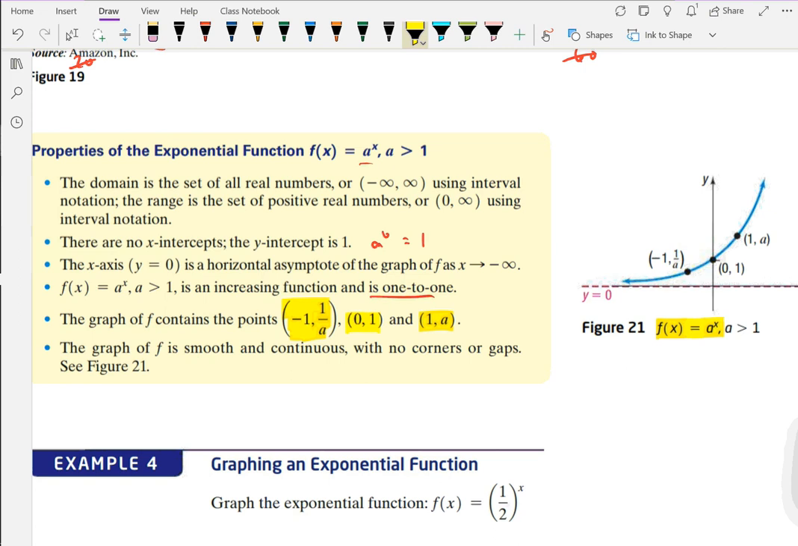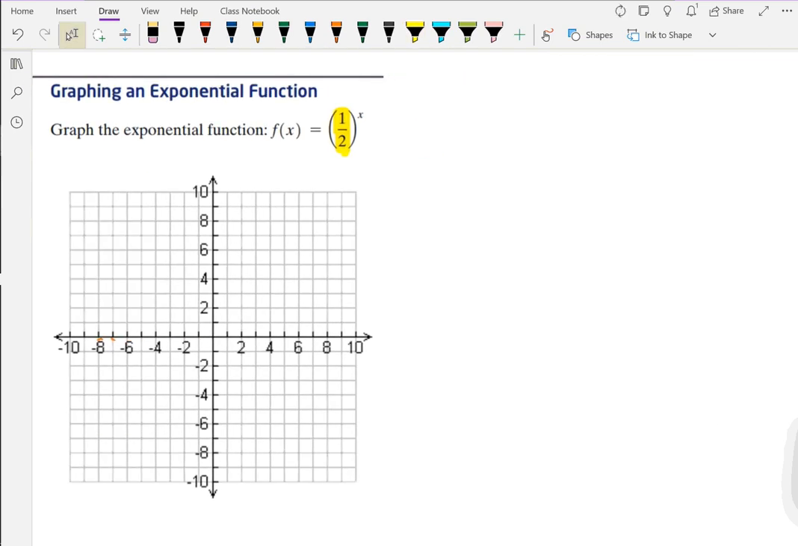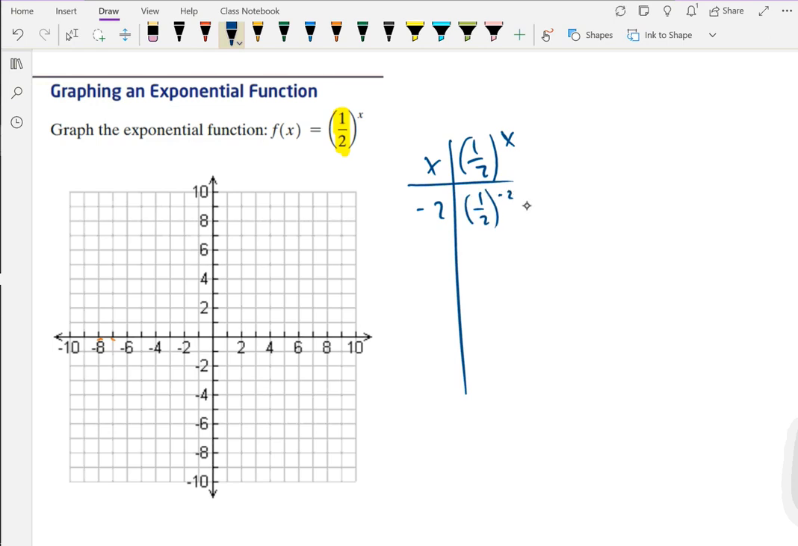So what if instead of having, in this case, f of x equals a to the x where a is larger than 1, what if a is less than 1, like we have down here at the bottom of the screen where we have 1/2 to the x power? Let's take a look at this graph and see what we end up with. So we're going to do the same thing that we had done previously. Let's take a look at some x, and then we'll do 1/2 to the x power. So let's do -2. So that would be 1/2 to the -2nd power.